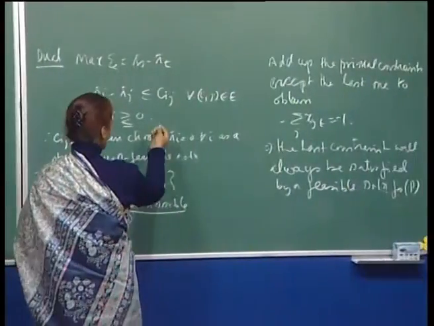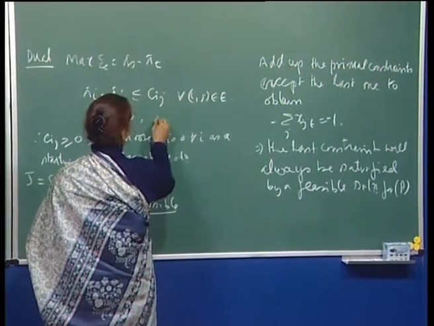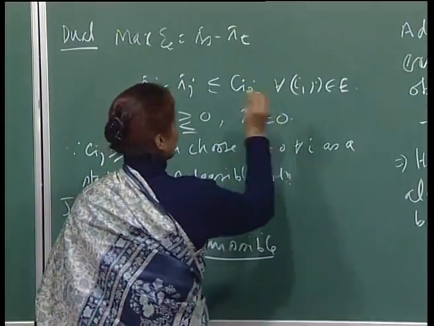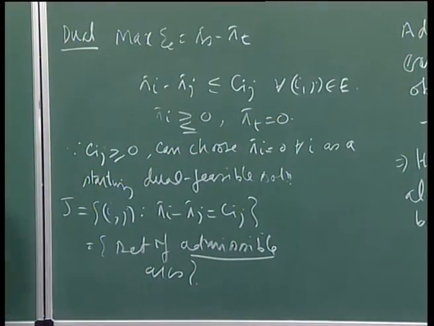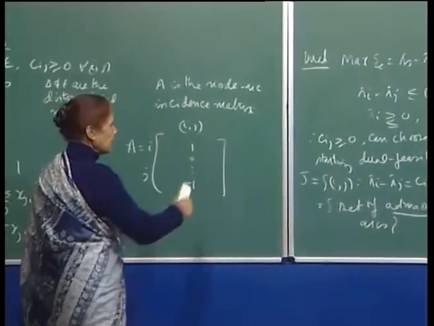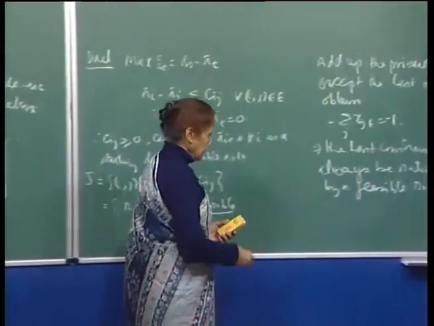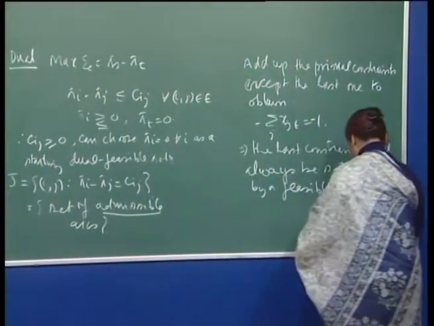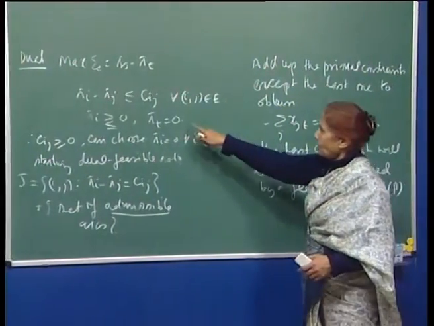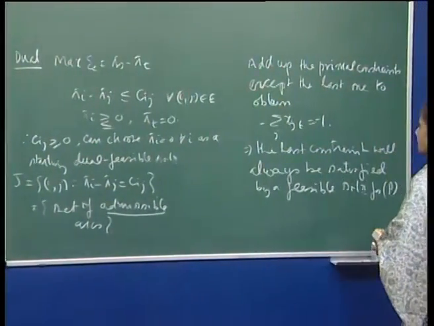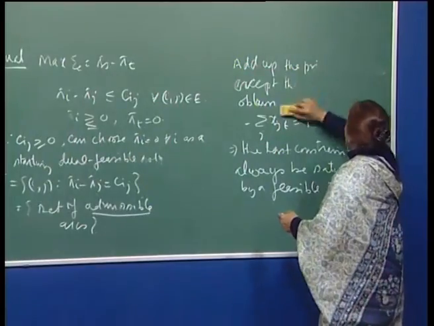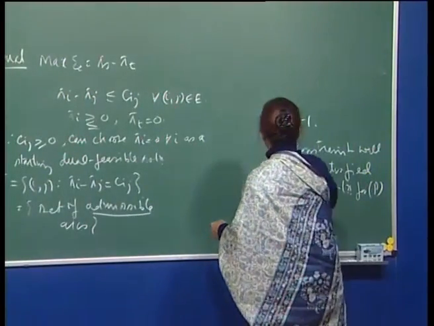Therefore, we will keep pi t as 0. So we will ignore the last constraint by keeping the corresponding dual variable always 0. Okay. Now let us write the restricted primal.